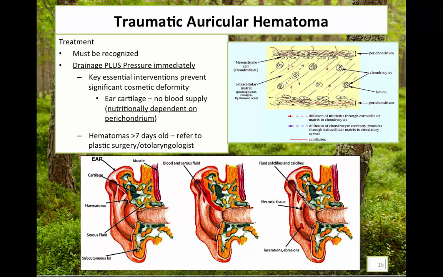You can see the hematoma on the left starting to grow. In the middle, you have blood and serous fluid. On the right, the fluid solidifies, calcifies, and that lack of blood flow by compression of the perichondrium is going to cause necrotic tissue.